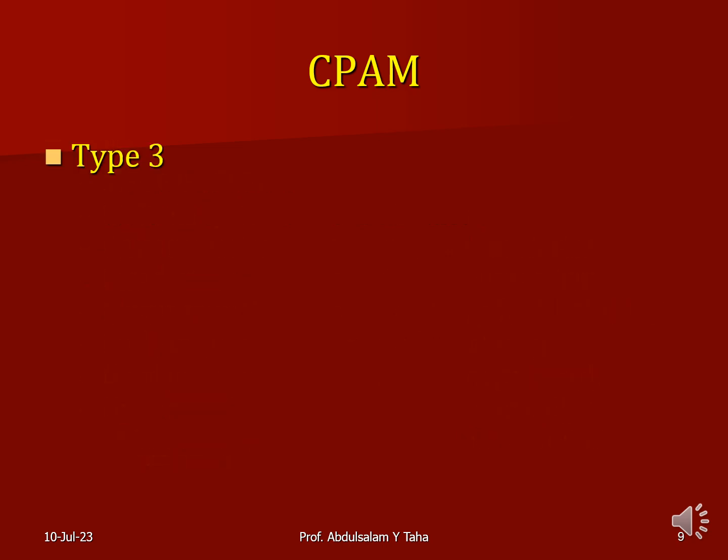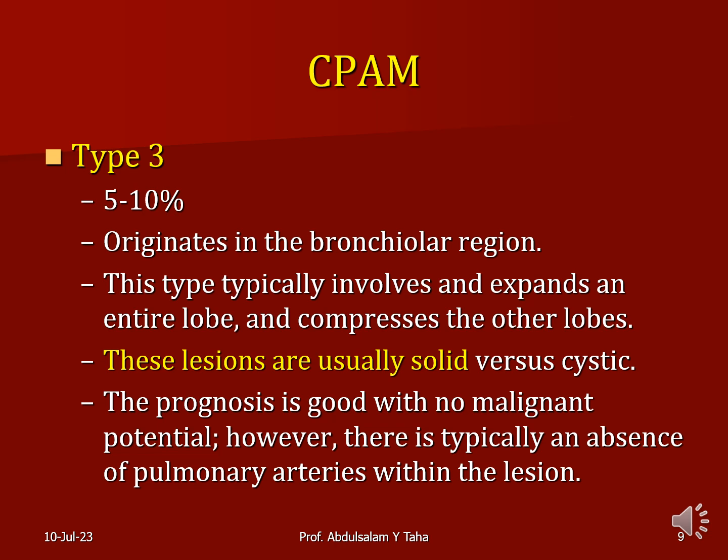Type 3 of CPAM accounts for 5 to 10% of the cases and originates in the bronchiolar region. This type typically involves and expands an entire lobe and compresses the other lobes. These lesions are usually solid versus cystic. The prognosis is good with no malignant potential. However, there is typically an absence of pulmonary arteries within the lesion.